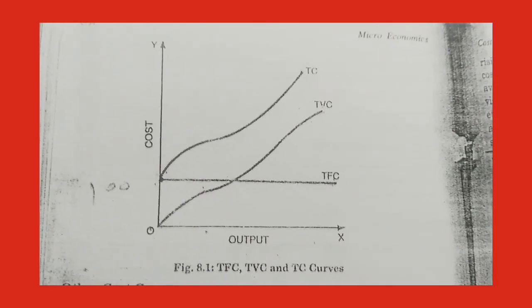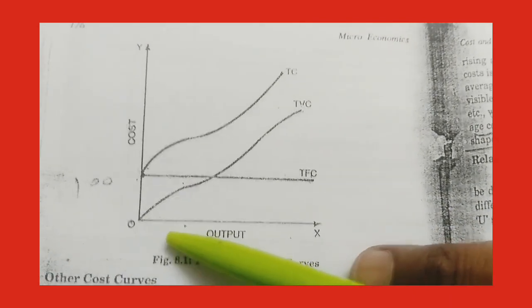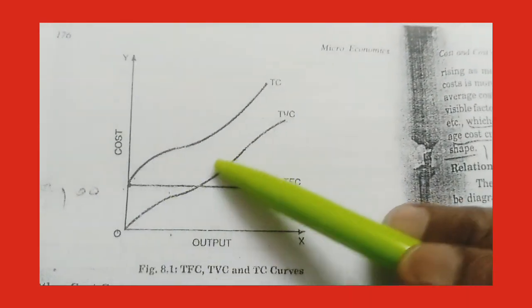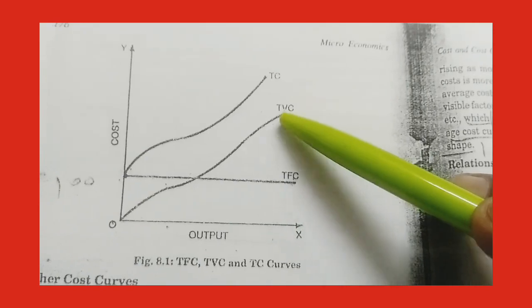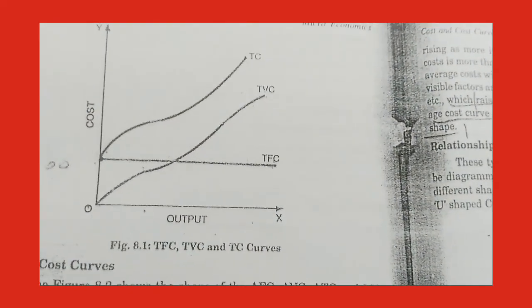The total cost of the firm will increase with the increase in output. The total variable cost will also increase with the increase in output. The total fixed cost will be constant whatever be the output. So this is the total fixed cost. This is the output. Whatever may be the output, the total fixed cost is the same. When output increases, the variable cost also increases. If we add this TVC and TFC, we get the total cost.